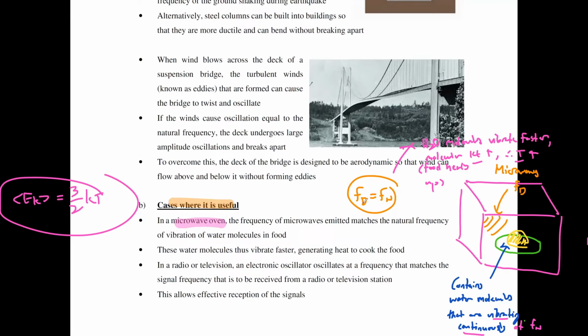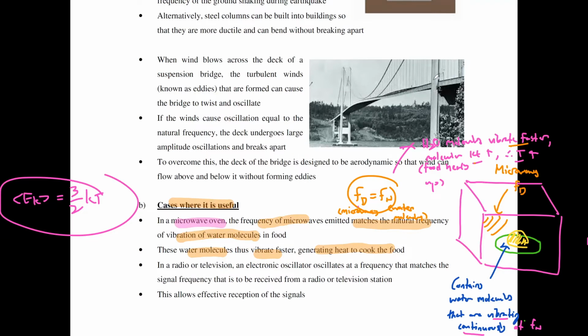When your driving frequency, which is from your microwave, is equal to the natural frequency of your water molecules, your water molecules vibrate faster, they move faster actually, so they have higher KE, the temperature will increase, and your food will heat up. So that's what the notes here are trying to tell you. In the microwave oven, the frequency of microwaves emitted matches the natural frequency of vibration of water molecules in your food. So these water molecules start to vibrate faster, generating heat to cook your food. This is what causes your food inside a microwave to heat up.